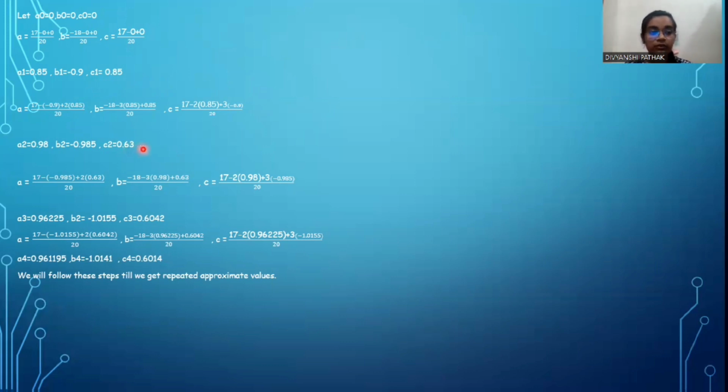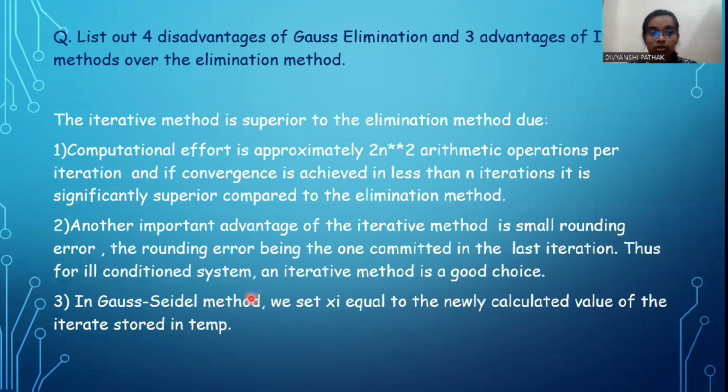Similarly, we will calculate the values of a3, b3 and c3 and also a4, b4 and c4. Now here we see that the values are repeating in the third and fourth iteration. So we will follow this step till we get the repeated approximate value. So the values of the variables for this question are a equals 0.96, b equals minus 1.014, c equals 1.014.